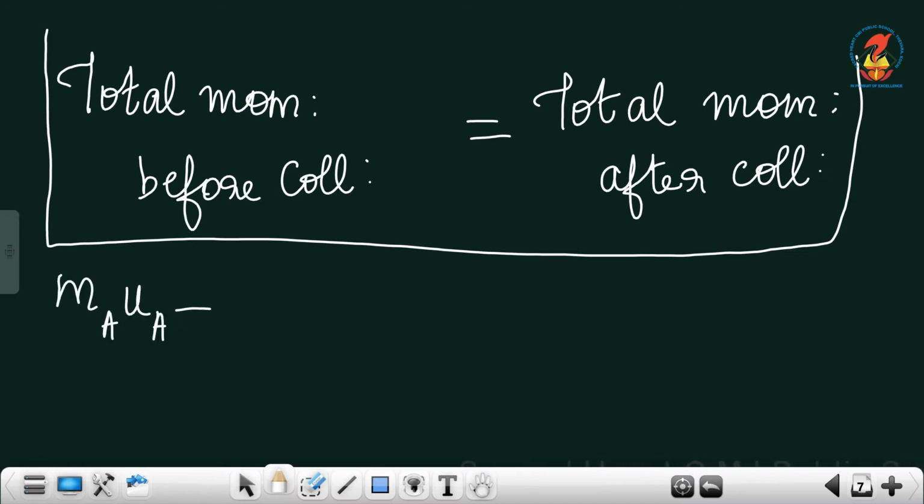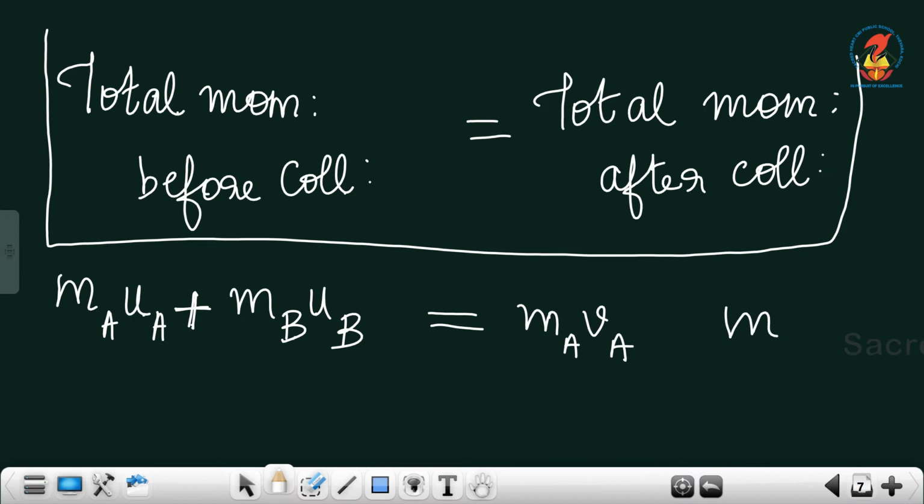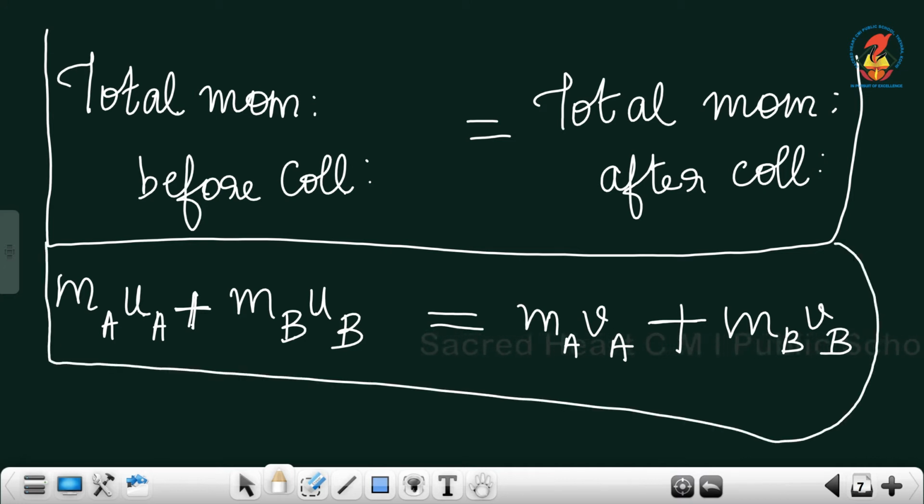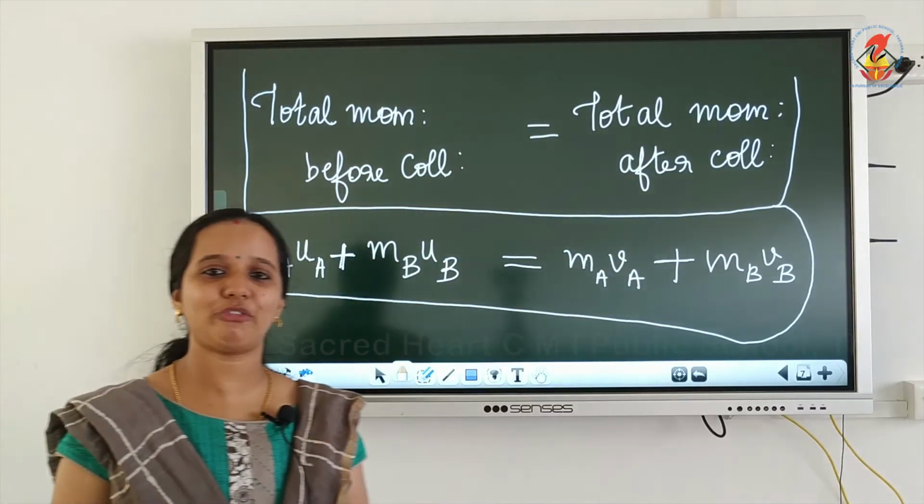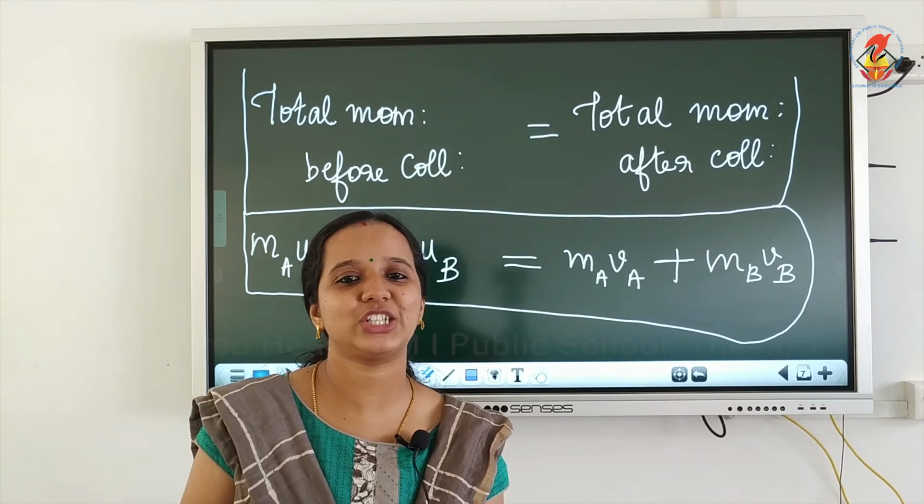That is, MAUA, total means plus, MBUB. UA and UB are the velocities before collision. So total momentum of both the objects before collision is equal to total momentum after collision. So after collision, momentum is MAVA and MBVB. Total momentum, so we need to plus it. Both are equal. This is the mathematical formula for the law of conservation of momentum.